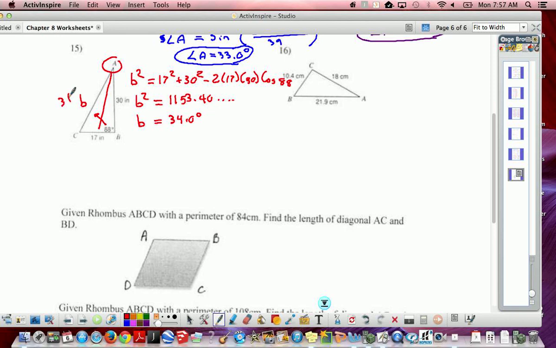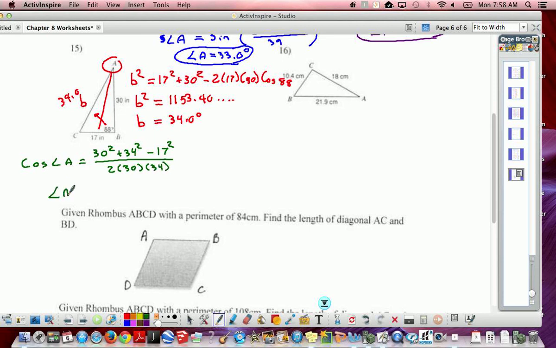So now that I know that this is about 34, I can use that information to help me find angle A. So I'm going to use the law of cosines. Cosine of angle A is going to equal the two sides that make it up: 30 squared plus 34 squared, minus the side across from it, 17 squared, all over 2 times 30 times 34.